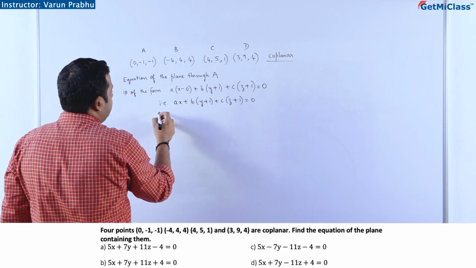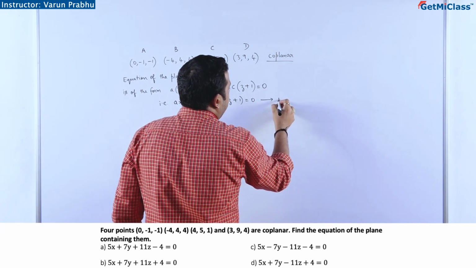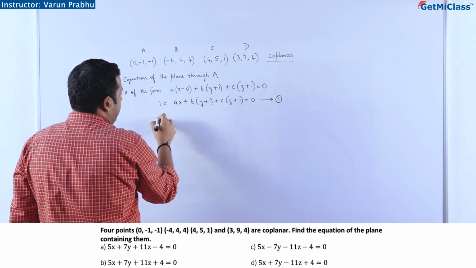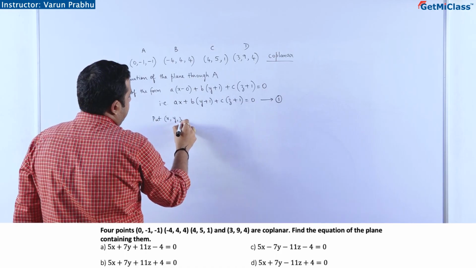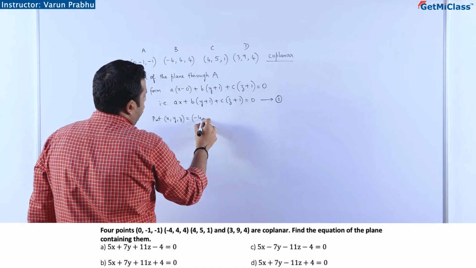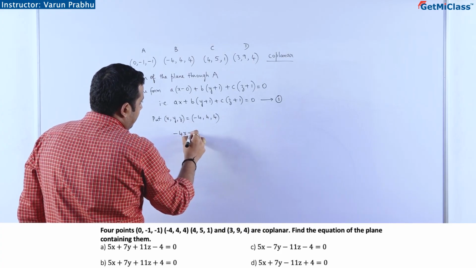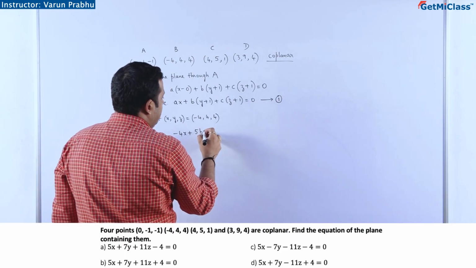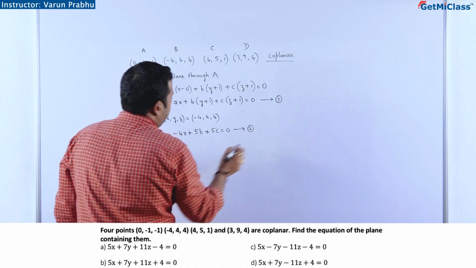So now you substitute. This equation, I'll put it as equation 1, is also being satisfied by the point B. Put x comma y comma z equal to minus 4 comma 4 comma 4. So what do you get now? Minus 4x plus 4 plus 1 will be equal to 5b, correct? 5b plus 5c, that is equal to 0. This I'll call equation number 2.